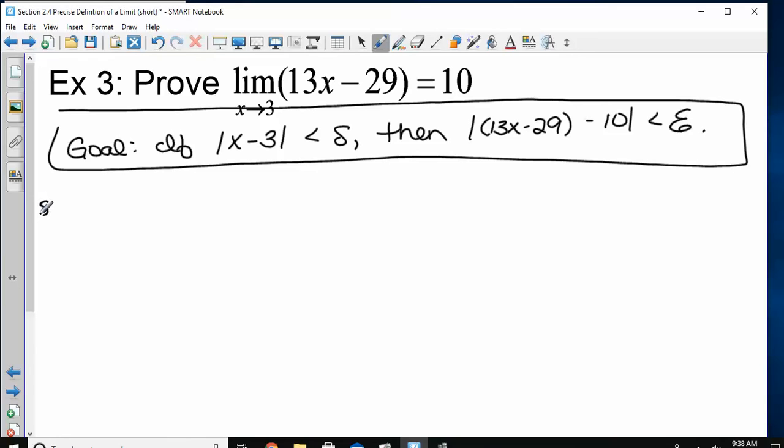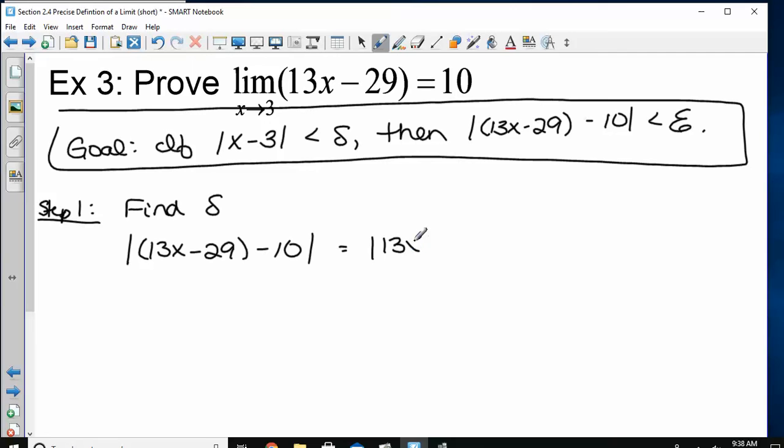So to do it, we have to start with our work. We have to find delta. We find our delta working backwards from the end. So I'm going to start with this absolute value of 13x minus 29 minus 10. What can I do there? Combine like terms. Then what could you do?